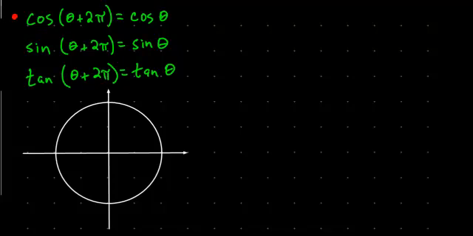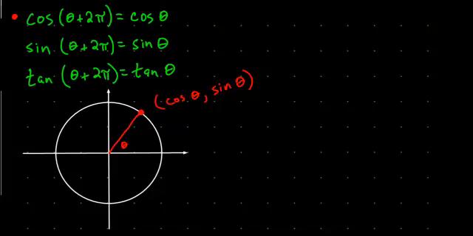So let's draw, say here's theta. Okay? And so that's going to be cosine theta, comma sine theta. That's going to be the coordinates. Okay. Now, what if we look at theta plus 2 pi?